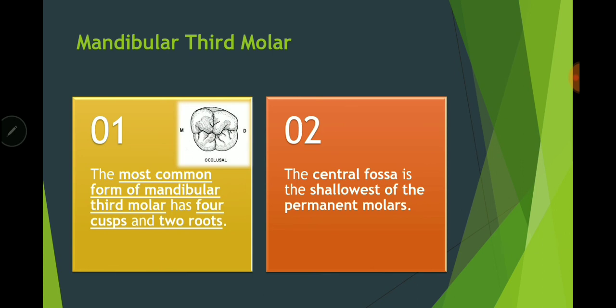The third molars. The most common form of mandibular third molar has four cusps and two roots, and the central fossa is the shallowest of the permanent molars. So, a very shallow central fossa.